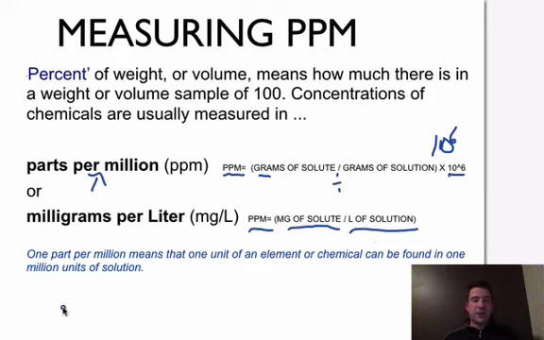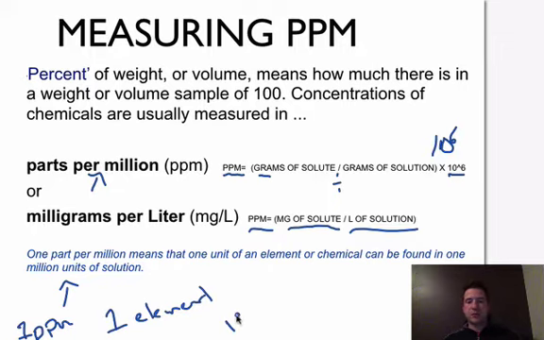One key note: 1 part per million means that 1 unit of an element or a chemical can be found in 1 million units of a solution. So if I have 1 unit of an element, if I had 1 part per million, that means the sample of that solution is 1 million.